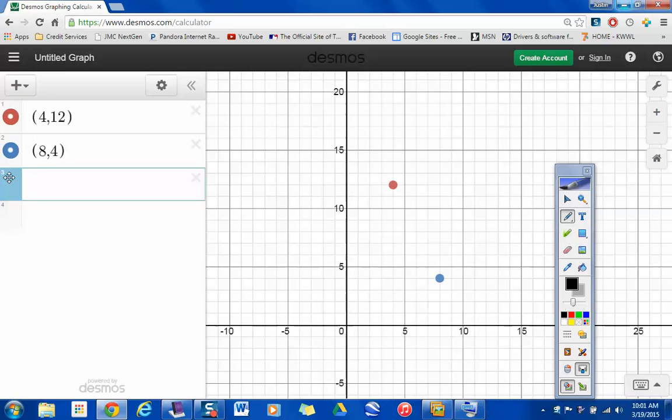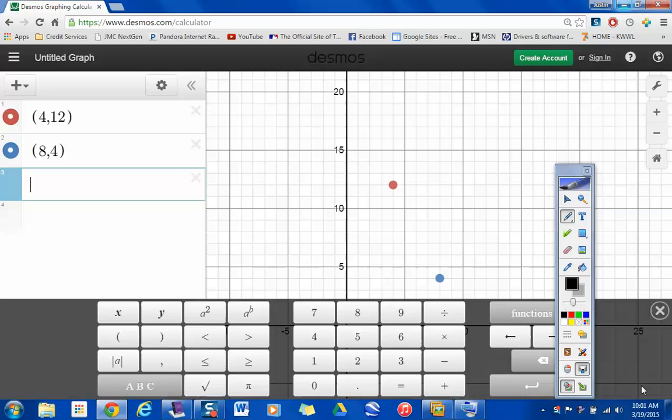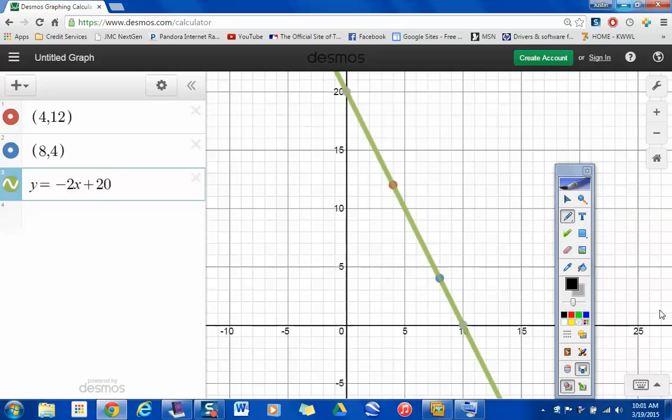So let's type in what we came up with as our solution. What was our solution? Y equals what? -2x plus 20. So let's type that in. Y equals... where's my equal sign, kiddos? There it is. What did we say? -2x plus 20. Does that pass through the 2 points we were given? It does, doesn't it? Definitely passes through. Mind blown.